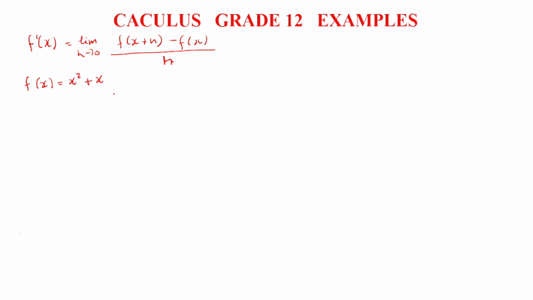Now, let's have a look at calculus derivation from first principle. The example here is x squared plus x. All right, so we're going to substitute this f of x into that equation right there. So let's come here. We're going to have lim when h approaches 0, wherever there's x, we put x plus h.